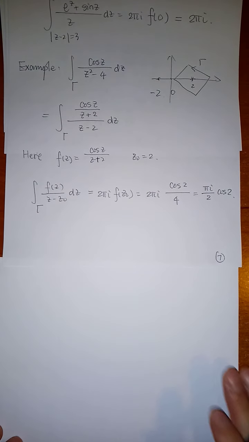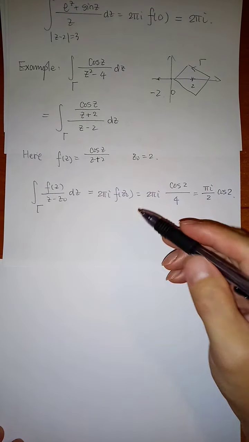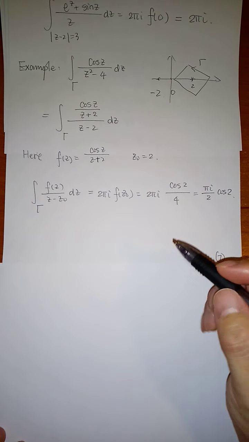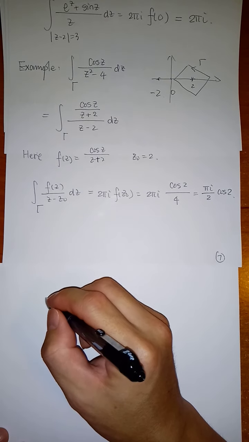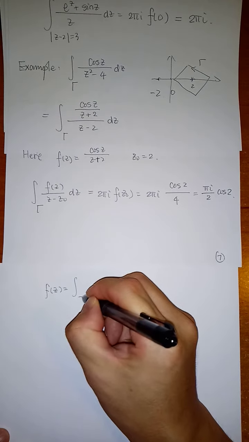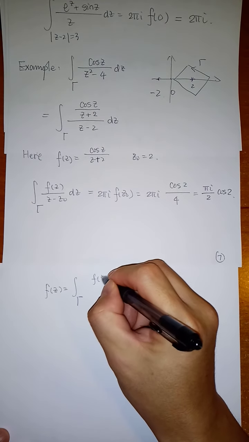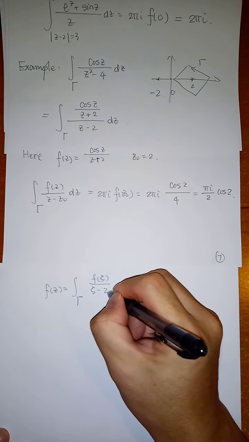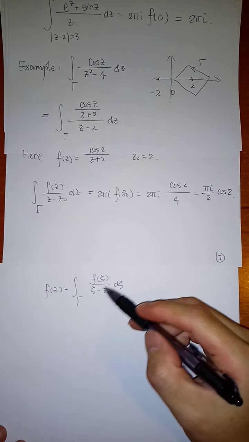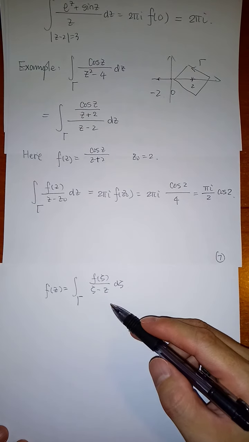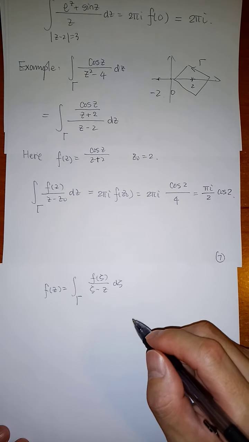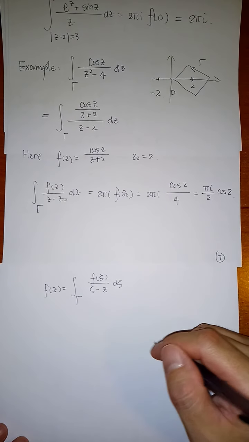Okay, so next we want to connect the integral formula with the derivative. Check here, we have f of z equal to the integral over gamma of f(zeta) over zeta minus z, d zeta. We just change the notation. We can use z instead of z0, and then f of z0 looks like the evaluation. That's the only difference. The same thing.